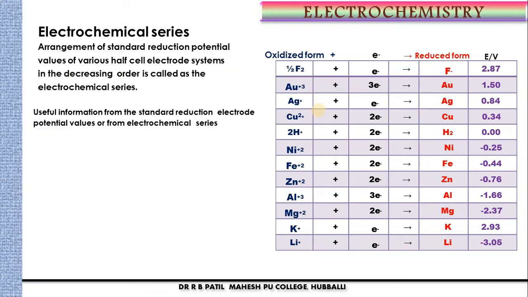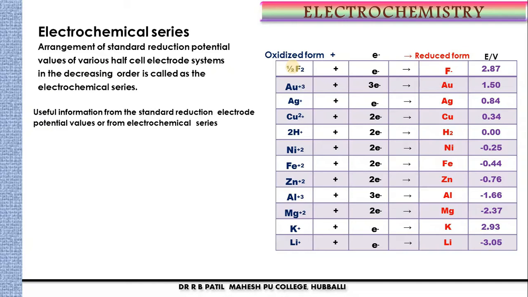The first piece of information we can get: a positive value of standard reduction potential indicates the reduced form is more stable than hydrogen. For example, in the case of fluorine, it gains electrons and is converted to fluoride ion. Anything that gains electrons is called an oxidizing agent, students. Please don't get confused between the terms oxidation and oxidizing agent. Oxidation means loss of electrons, whereas an oxidizing agent is something that gains electrons.